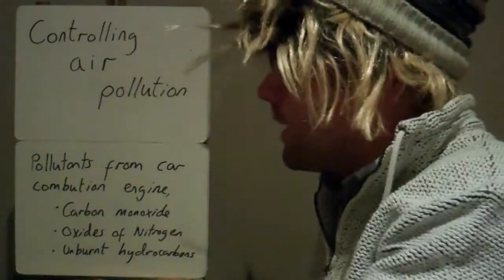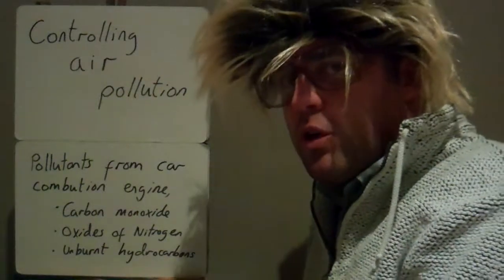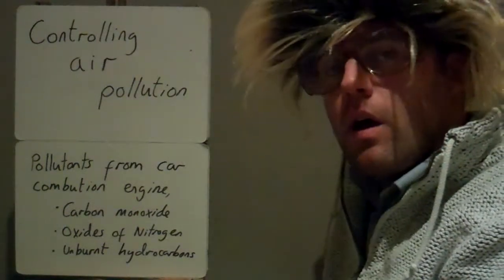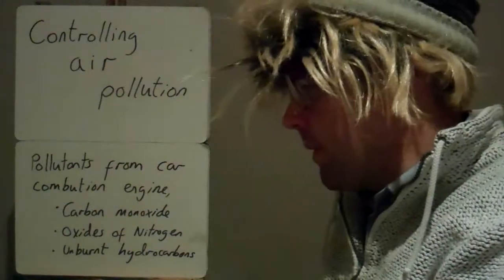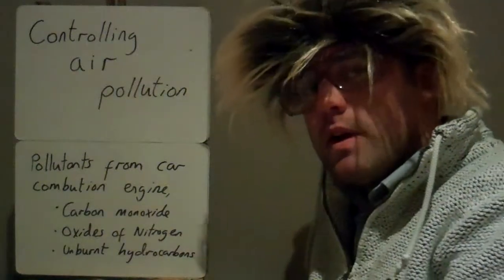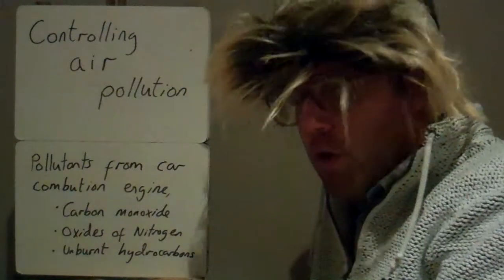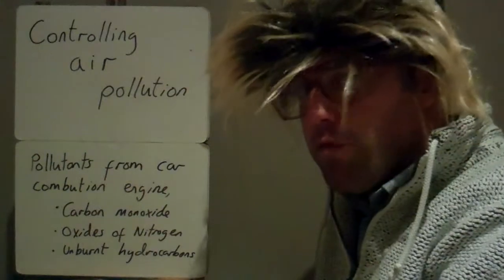Okay, so we're going to look at controlling air pollution. Look at air pollution that comes from a combustion engine, in particular a car combustion engine. There's three gases in particular that we look at: carbon monoxide, oxides of nitrogen, so that could be nitrogen monoxide or nitrogen dioxide, and unburnt hydrocarbons. So all these can come out of the exhaust of a car engine from the combustion engine.